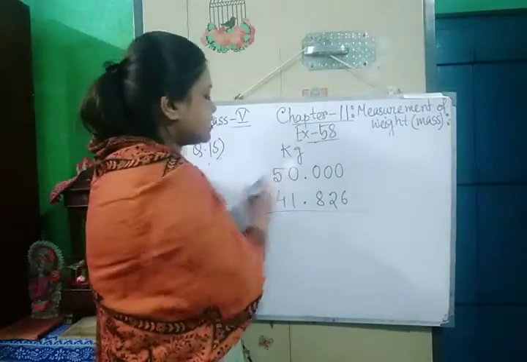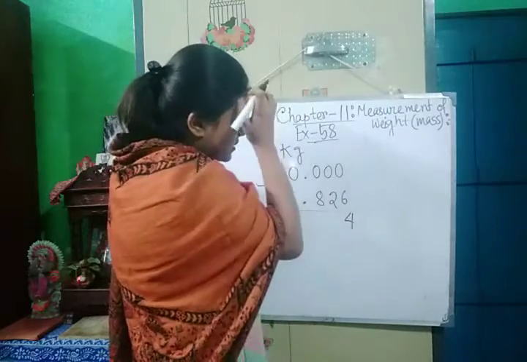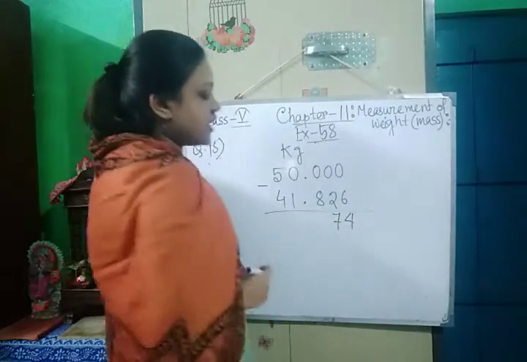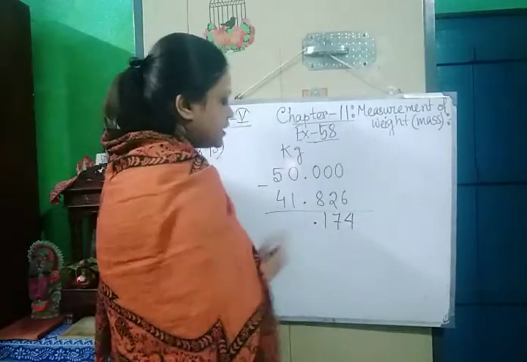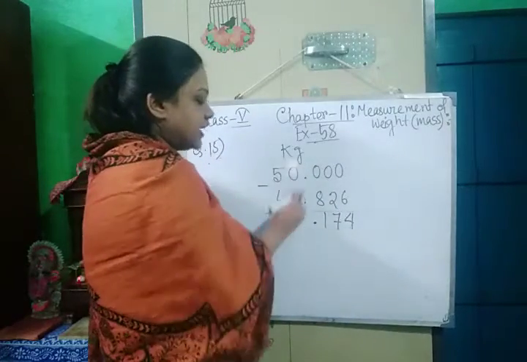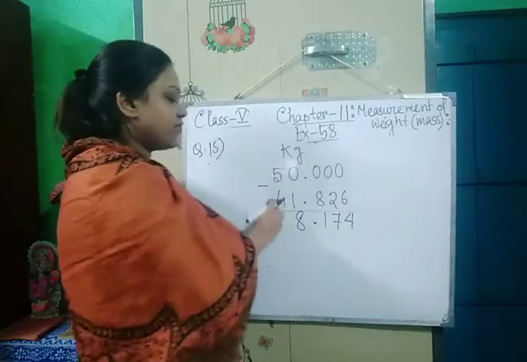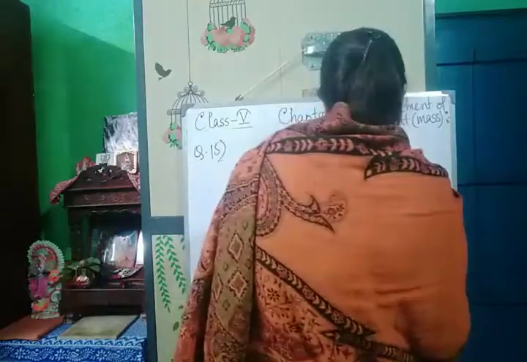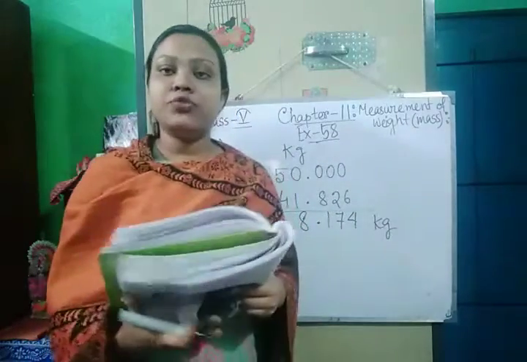Okay. We will now subtract. So 10 minus 6, 4. 1 in hand. 2 plus 1, 3. 10 minus 3, 7. 1 in hand. 8 plus 1, 9. 10 minus 9, 1. Again 1 in hand. 1 plus 1, 2. 10 minus 2, 8. 1 in hand. 4 plus 1, 5. 5 minus 5, 0. So that means 8.174 kg is the required answer.